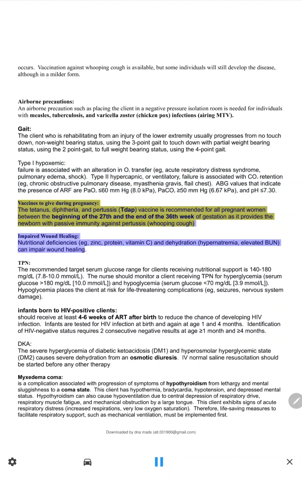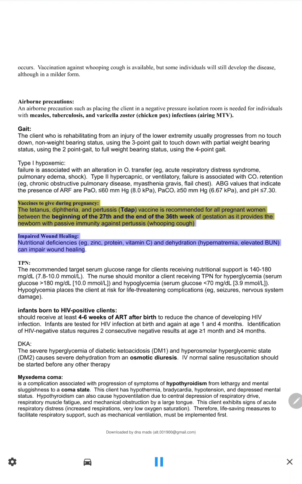Vaccines to give during pregnancy. The tetanus, diphtheria, and pertussis (Tdap) vaccine is recommended for all pregnant women between the beginning of the 27th and the end of the 36th week of gestation, as it provides the newborn with passive immunity against pertussis, whooping cough.